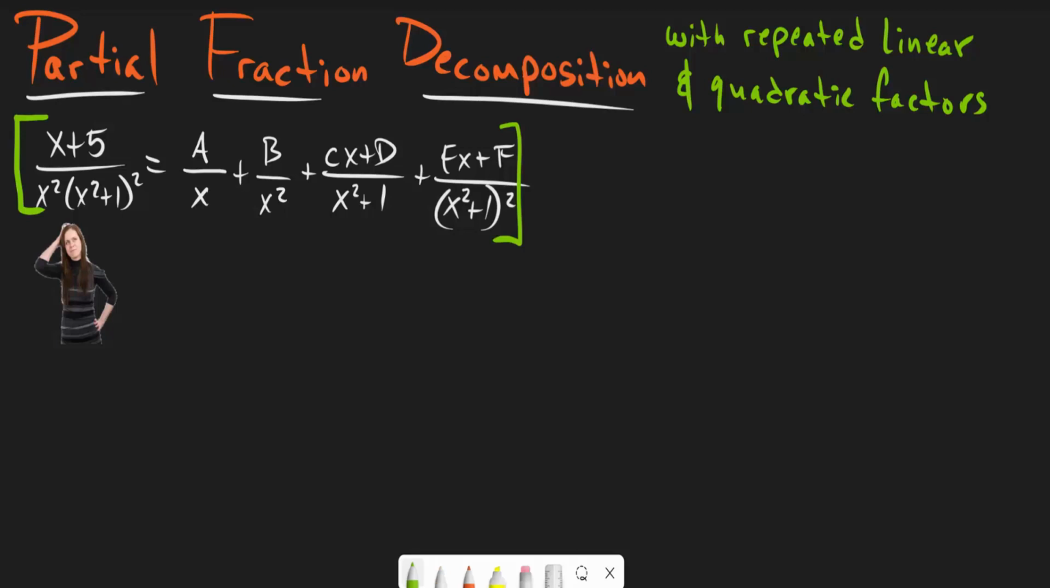Remember, the first thing, as I've been telling you, is to make sure that the denominator is factored, but in this case, the denominator is already factored. So we just skip that step. Now we multiply the whole thing by the LCD, that being x squared times the quantity x squared plus 1, squared.